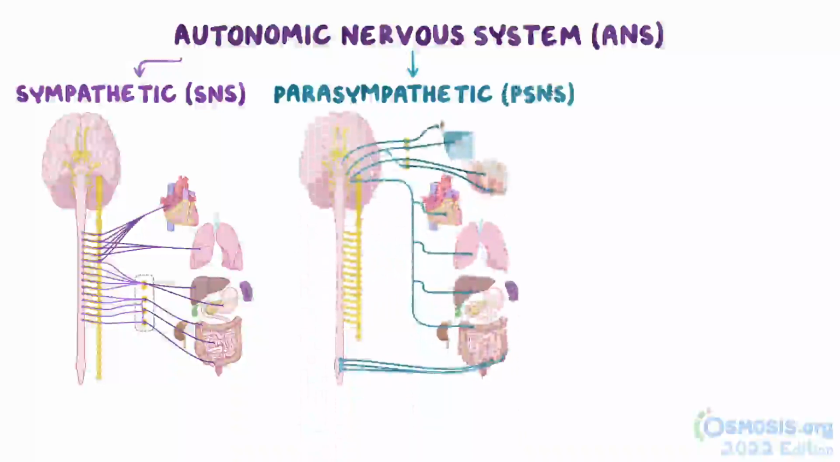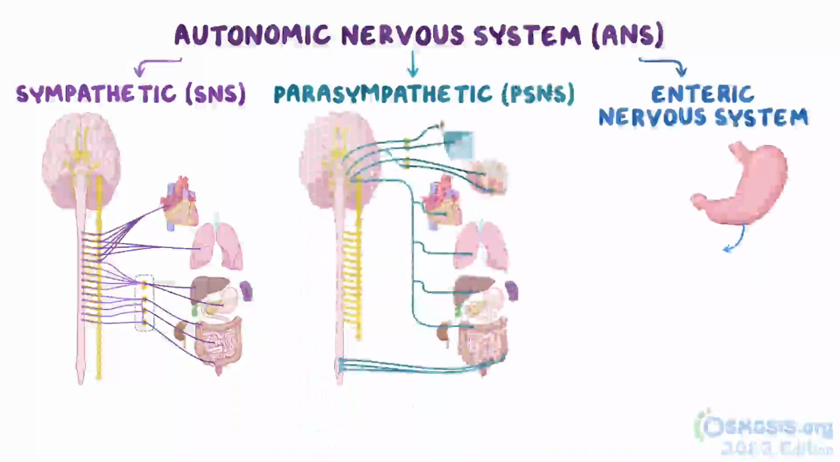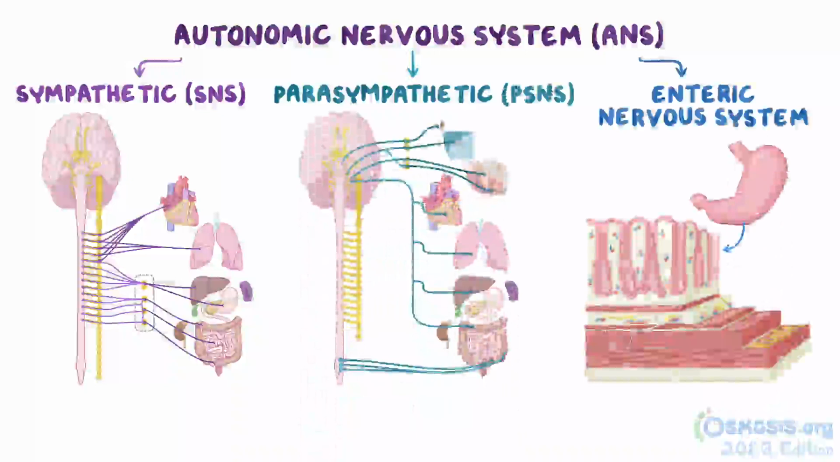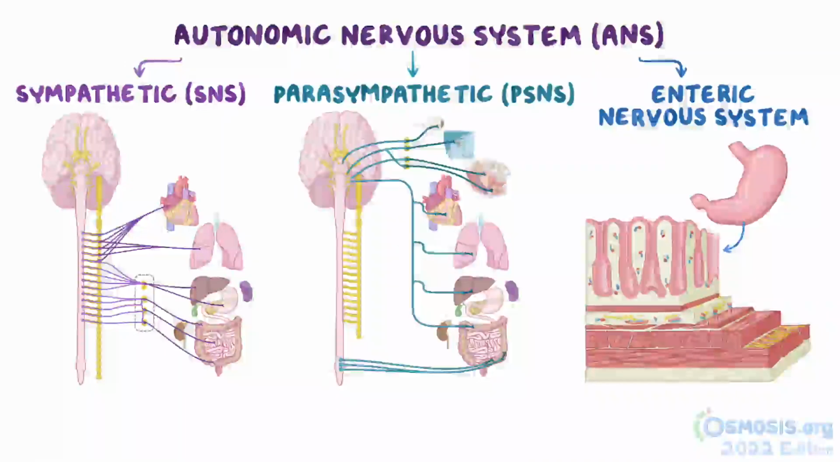In addition, some classify the enteric nervous system, which is the intrinsic nervous system of the GI tract, as the third subdivision of the ANS. Now, let's start by discussing the SNS and PSNS, which, for the most part, have opposite effects in the body.